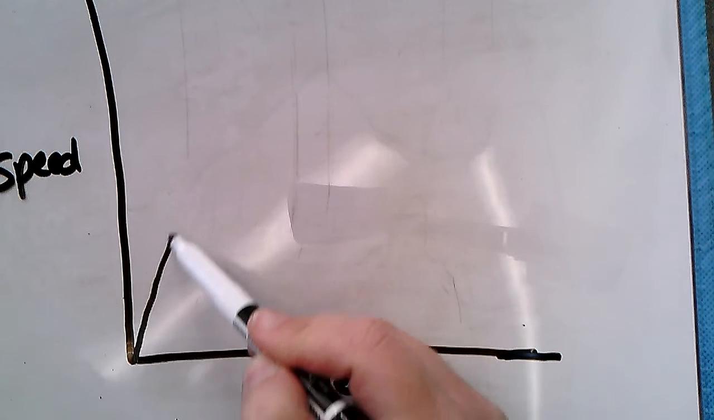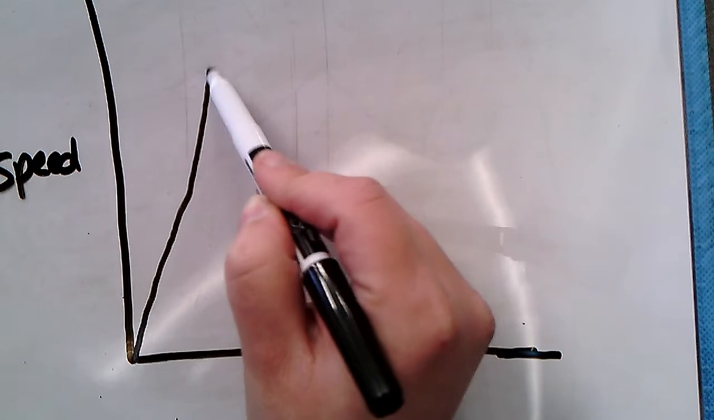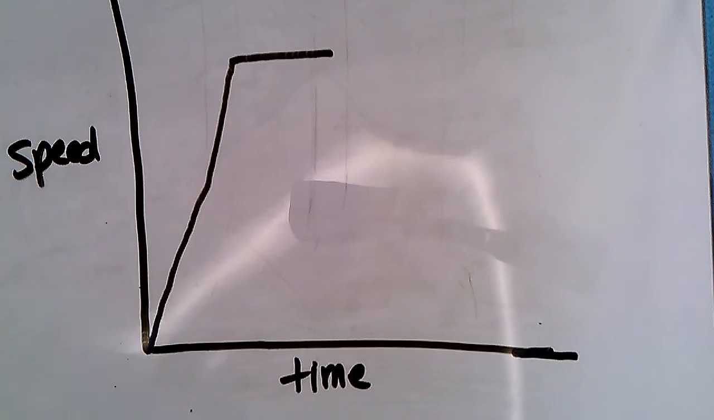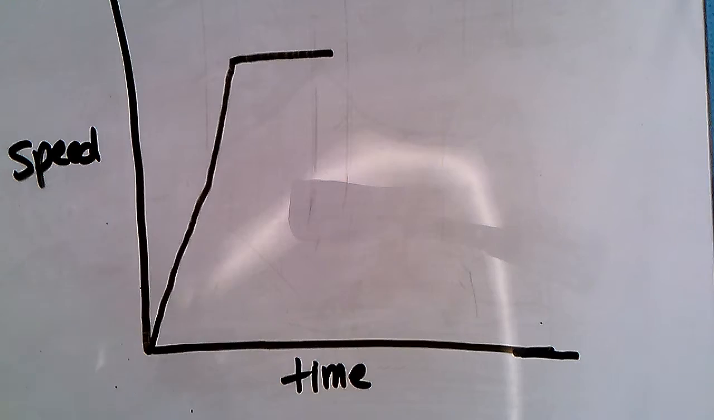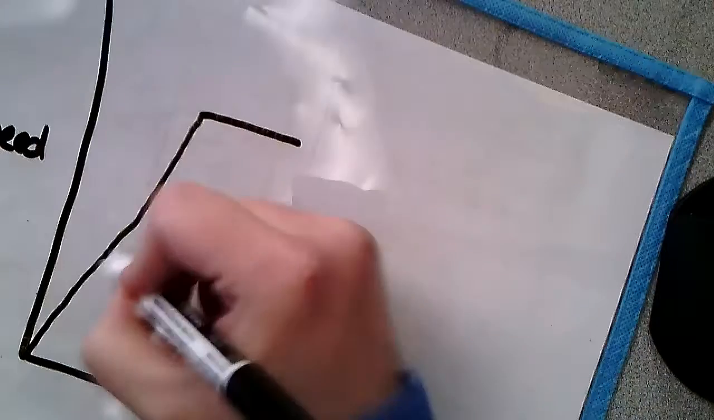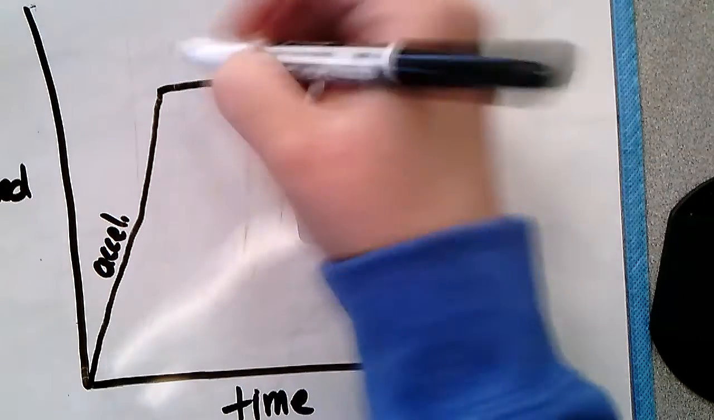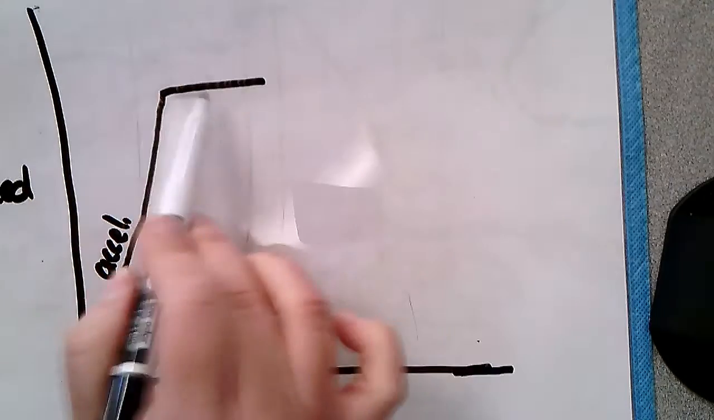So she's accelerating, accelerating, accelerating. She's going too fast because when you drive, you get to a speed and then you pretty much stay at that speed. So this is acceleration. And then this is a consistent speed, but she's going too fast.